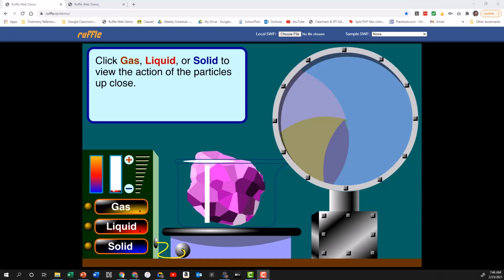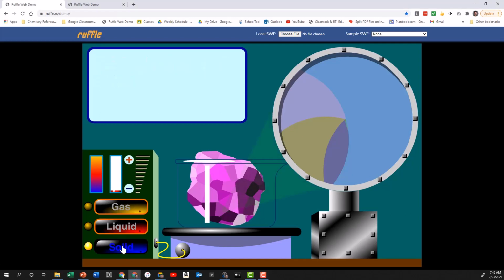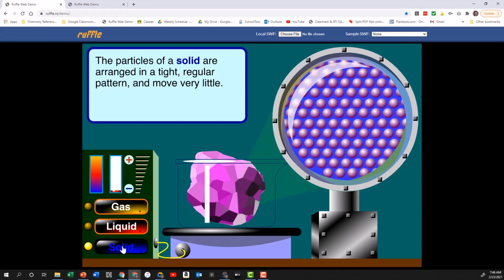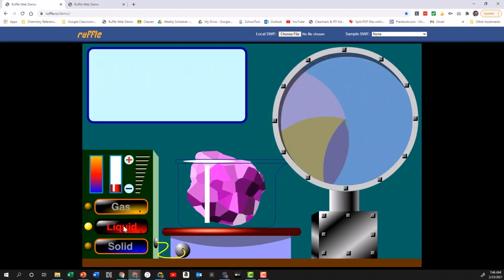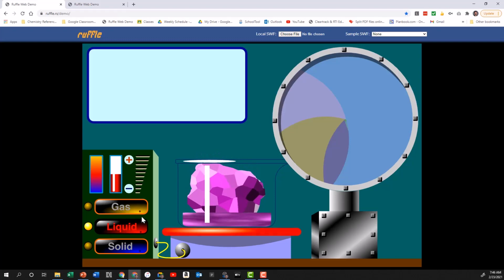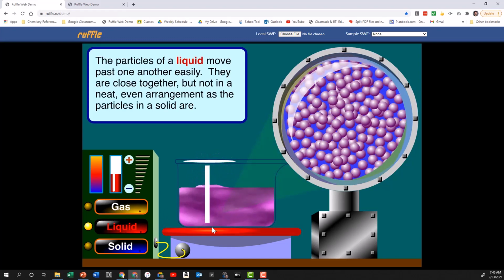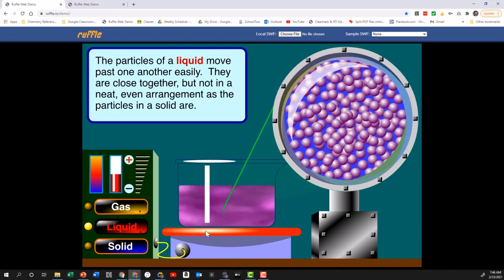Okay, so yesterday we talked about the phases of matter and how the particles in those phases were arranged. So we've got the regularly tight pattern of particles in a solid, right? And then when we went to become a liquid, what we do is we increase the temperature, we're adding heat energy from the hot plate, right?